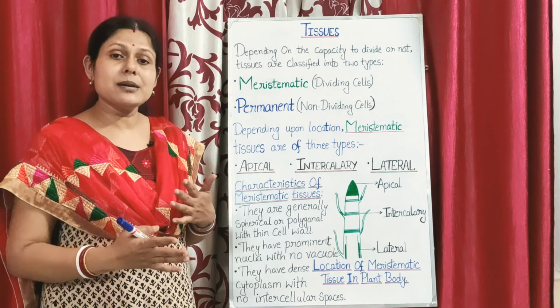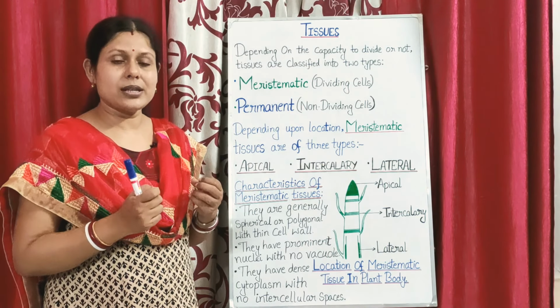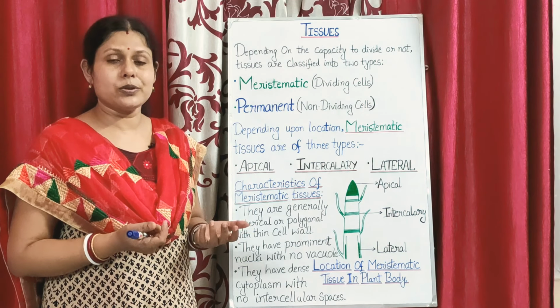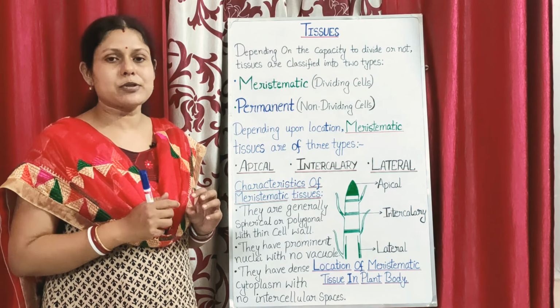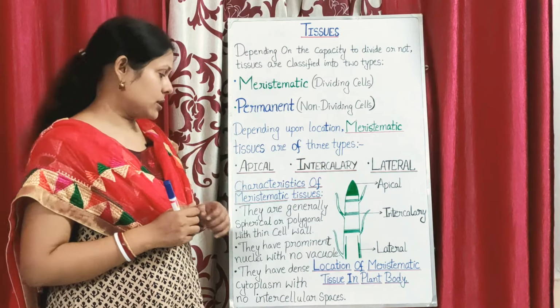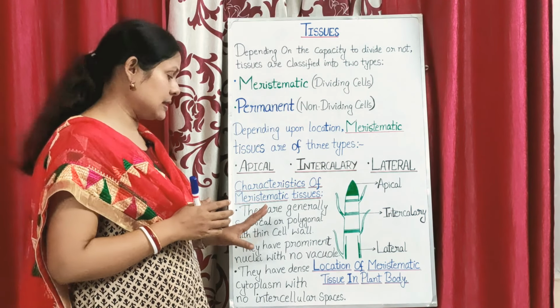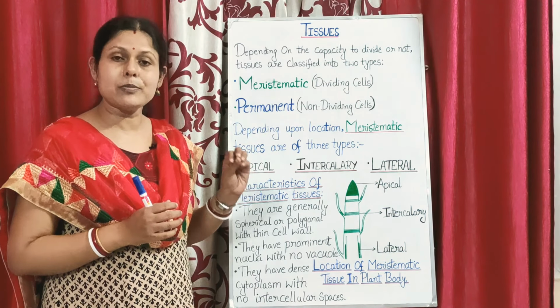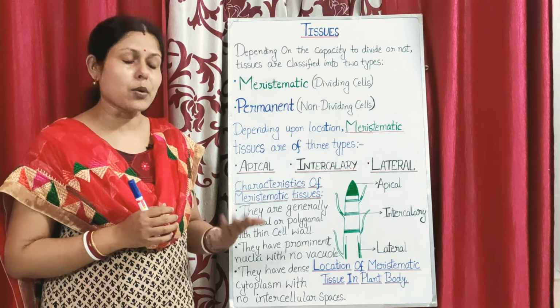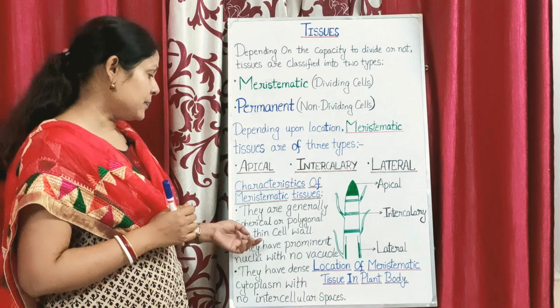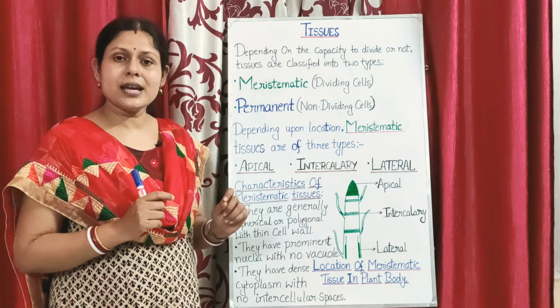So depending upon the place where they are located and what function they are going to perform, the meristematic cell shapes also differ from one place to another, but generally they are spherical, oval, round, or polygonal in shape. Next is that they have a thin cell wall. Why do they have a thin cell wall?